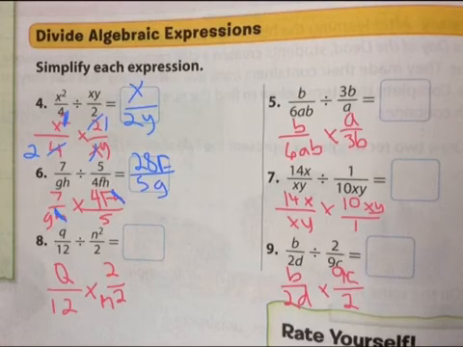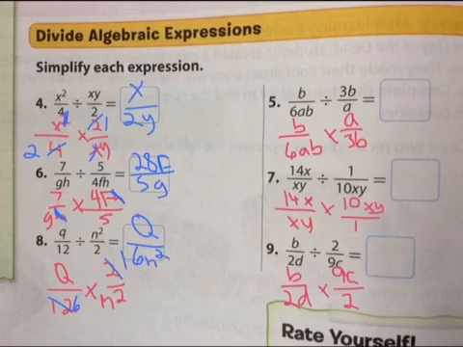I already did it. I can cross-reference. I have multiples of 2 right there. I have 1 of them there and 6 over here, right? So I can just multiply straight through. Q times 1 is q. And 6 times n squared is 6n squared. Okay, there it is. That's my answer right there. Okay, continuing on.